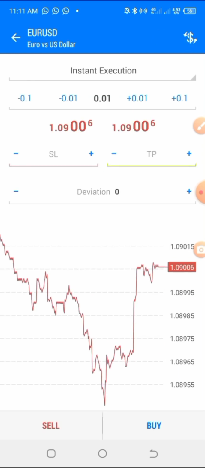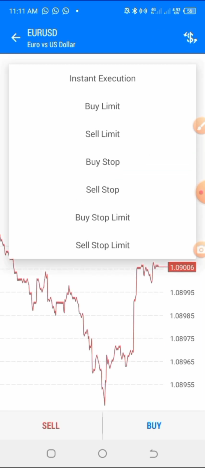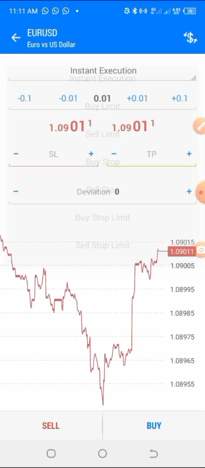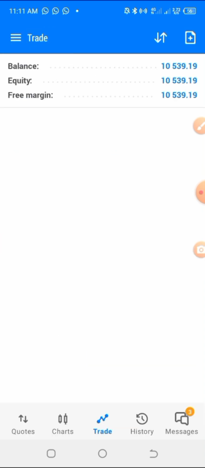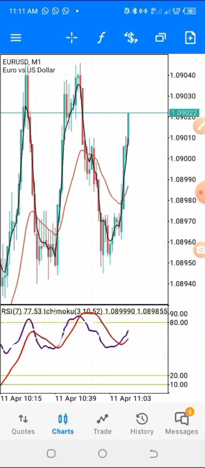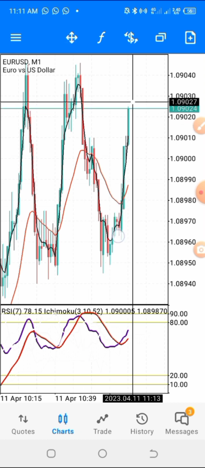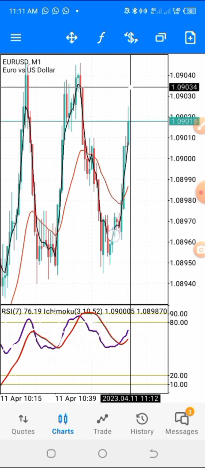All right, so let me go to another one, which is a sell limit. With the sell limit, let me go to charts. With the sell limit, I'm hoping that if price reaches here, where it has not yet reached, please take note of that one. You are hoping that if price reaches there, it will continue selling. In this case, we are looking at where price has not yet reached.